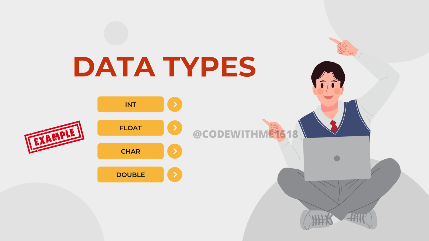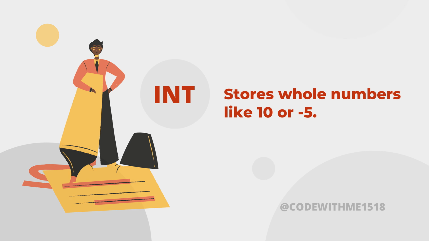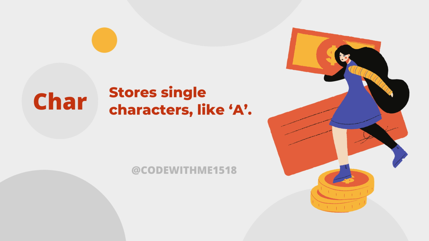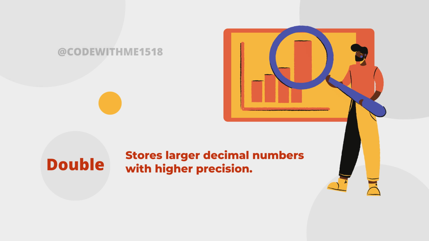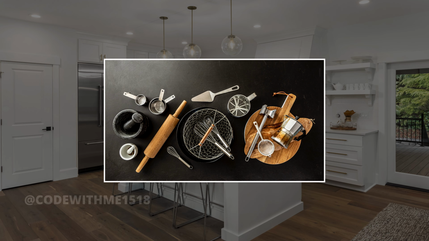C provides different types of data for different kinds of information. For example, int stores whole numbers like 10 or -5. Float stores numbers with decimals like 3.14. Char stores single characters like 'a'. Double stores larger decimal numbers with higher precision. Each data type has its size and purpose, much like how different utensils serve different roles in the kitchen.